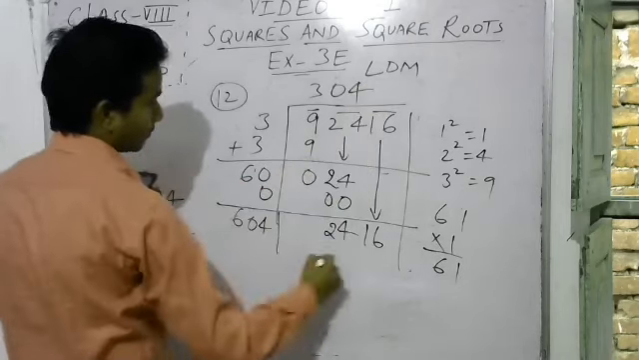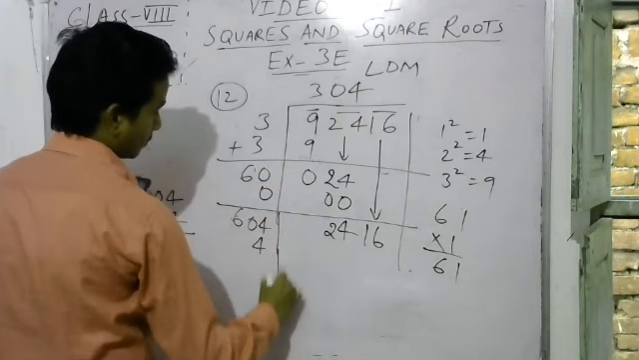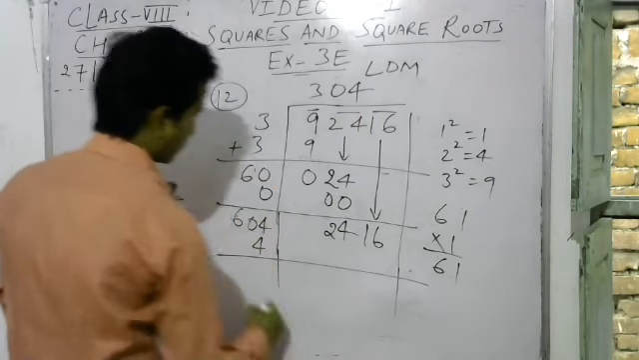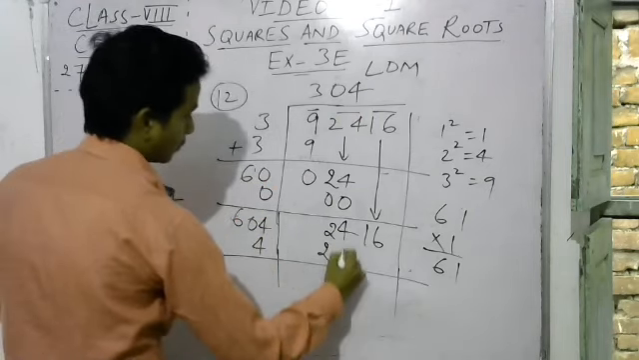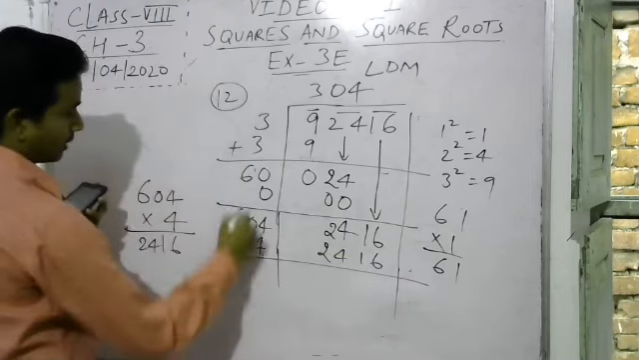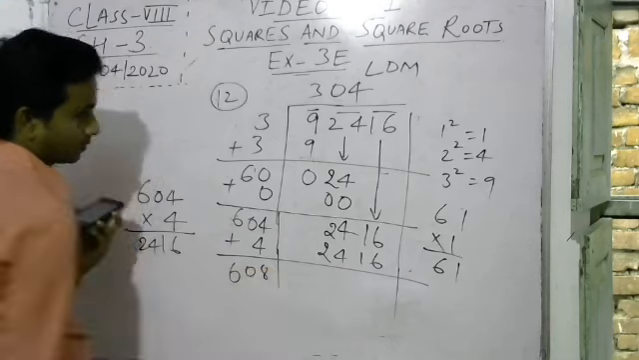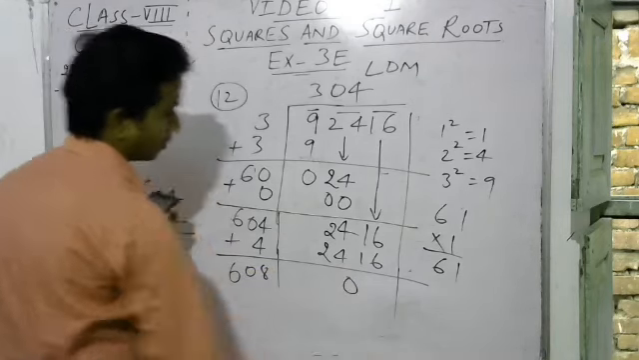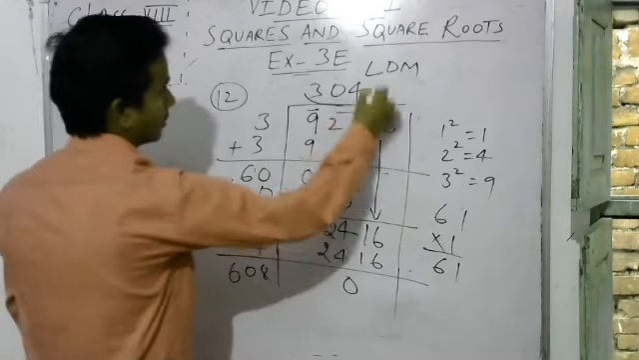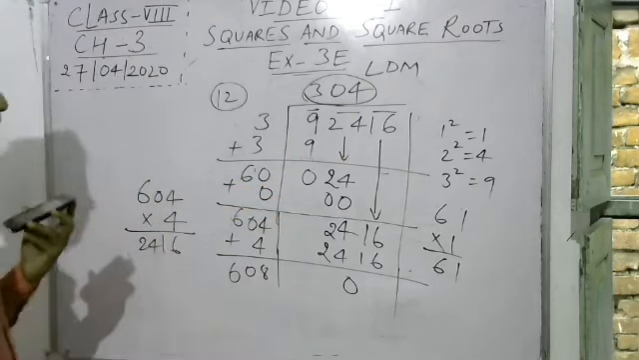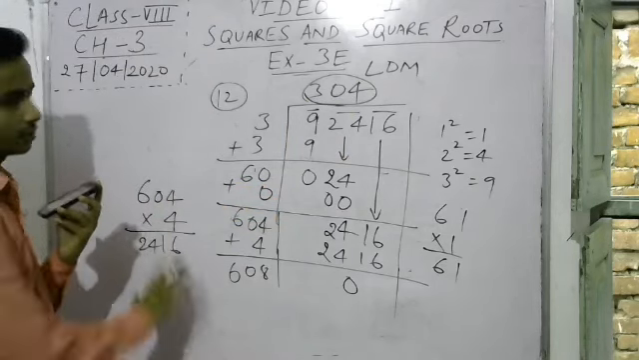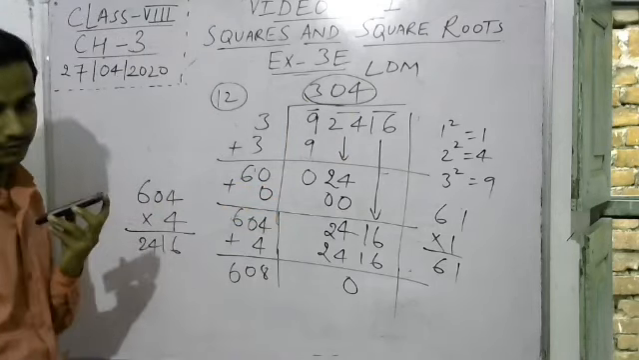So if you apply 4 times, you get 2416, and just add this together, 608, and this is 0 as a remainder. So our answer is 304. In this way we have to calculate the square root of any number.